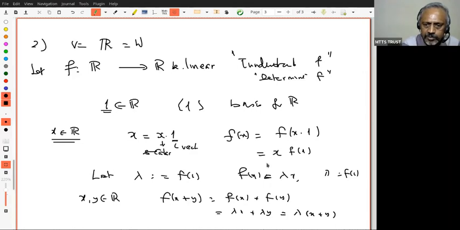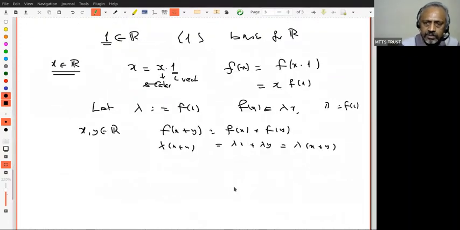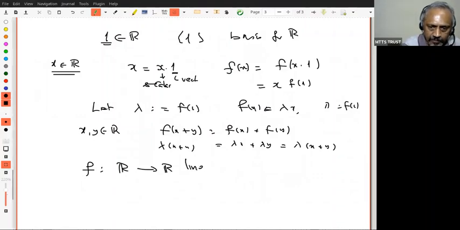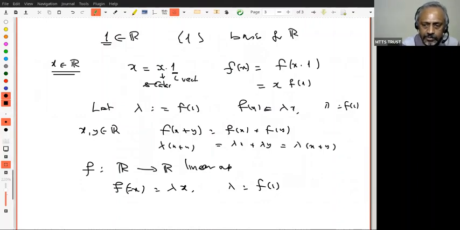Now what is f of x plus y? For any real number z, f of z is lambda times z. Now z is x plus y. Therefore, it's lambda times (x plus y). So any such map is automatically additive also. Please pay attention. What I have proved is, you just gave me f is a linear map, then I found out f is of the form lambda x, where lambda is f of 1. This is for all x in R. And any such map is linear.